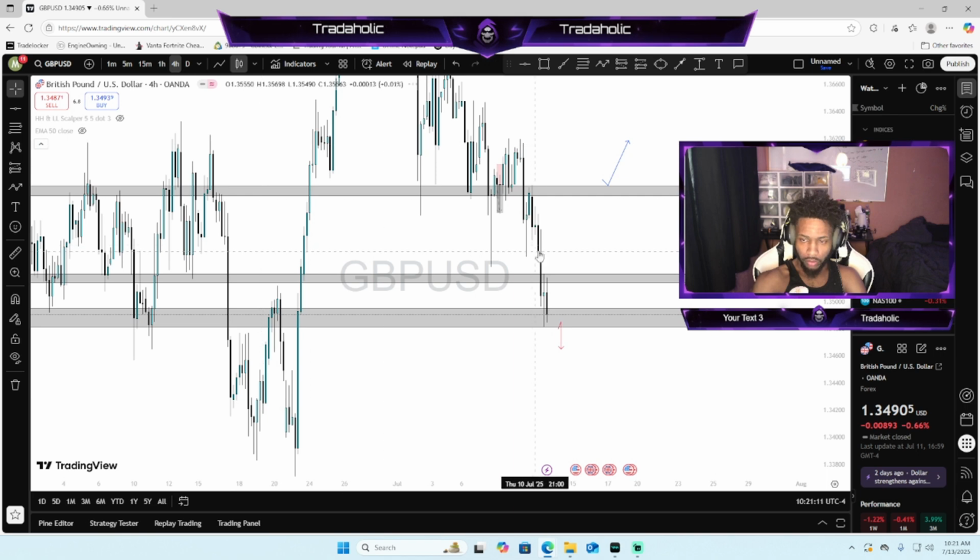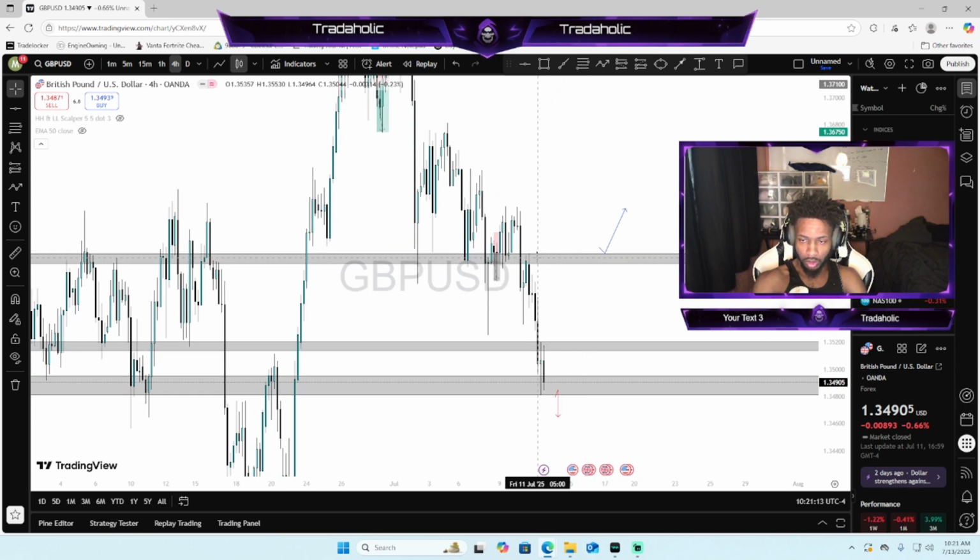If not, I'll wait for the 4 hour to go bullish above this area where I'll look to take some buys. And that's what I'll think about later on in the week. And that's what I think about GBP USD.